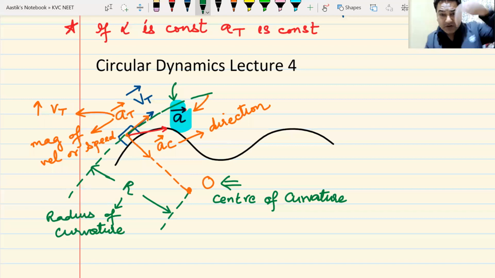Now, it is moving on a zigzag path. So the center of curvature will keep on changing because it's a zigzag path, and this radius of curvature will also keep on changing. It is as simple as that. If it is moving on a perfectly circular path, then the circle is not moving. The center of the curvature remains same, and the radius of the curvature also remains same.